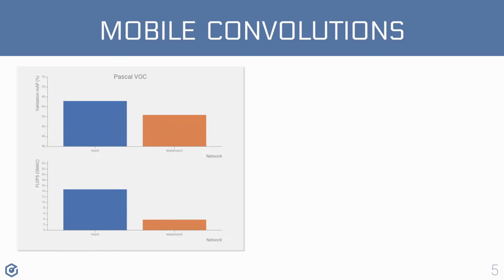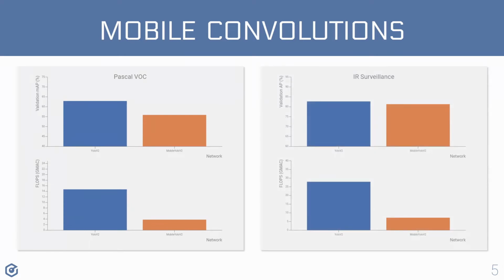So the results are that if we take a look at the number of multiply accumulate, we see that we reduced the number of operations by a factor of almost 4 times. However, the accuracy also dropped slightly and we lose about 7% validation accuracy on the Pascal VOC dataset. On the infrared surveillance data, which has more scene constraints, we see the same speed up, the same factor 4 reduction in number of operations, but the accuracy is only 1.4% lower.